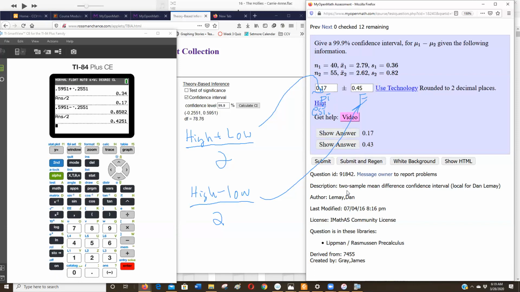Yeah, okay, so I like my answers. Okay, so that's how you do this kind of problem without having to do all those formulas.